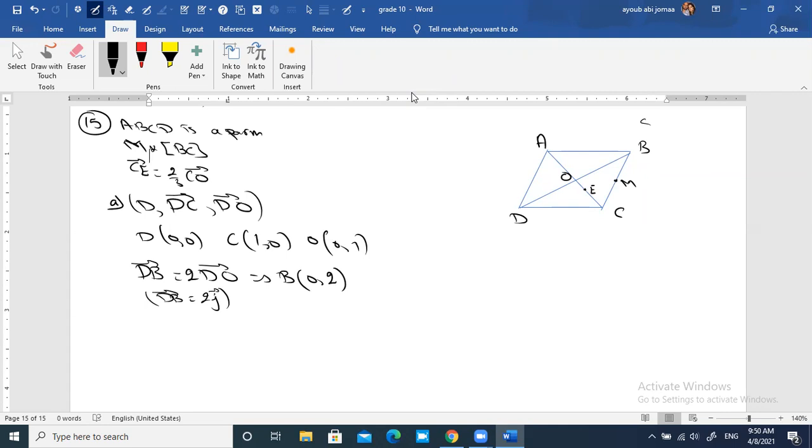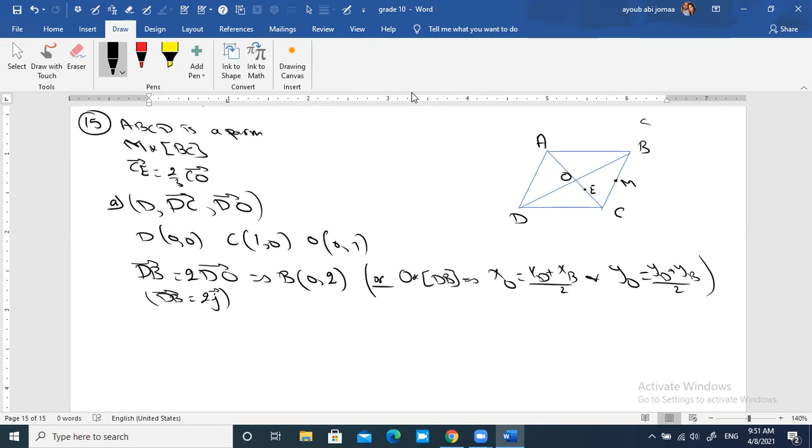Or, O is the midpoint of DB. Then X of O is equal to XD plus XB over 2. And Y of O is equal to YD plus YB over 2. And then simply you can find X of B and Y of B.